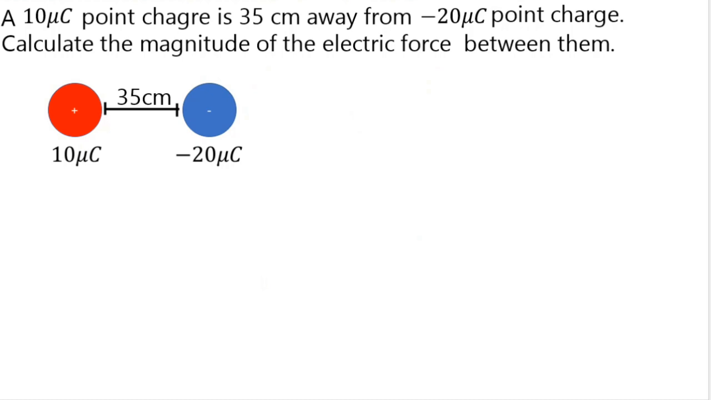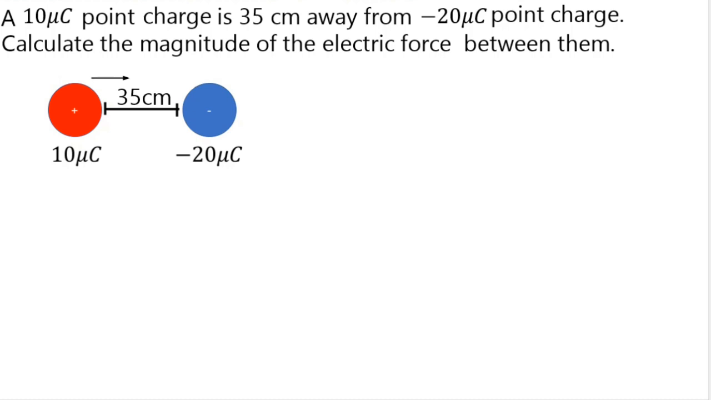always positive and negative. Now the problem: a 10 microcoulomb point charge is 35 centimeters away from a negative 20 microcoulomb point charge. Calculate the magnitude of the electric force between them. I misspelled the charge incorrectly, so we're going to replace it with the correct one. Okay, this is the illustration. What we're going to do here is use Coulomb's law to calculate the electric force acting between them.